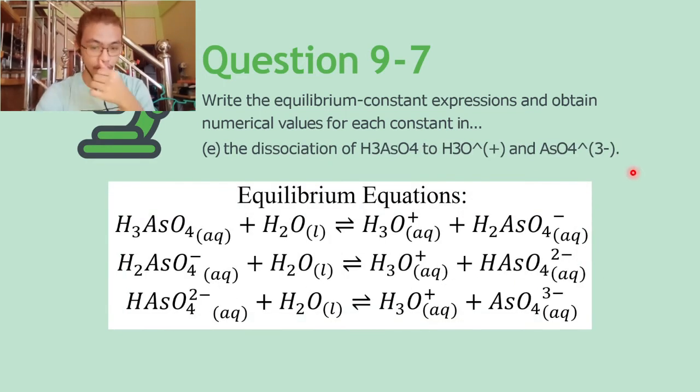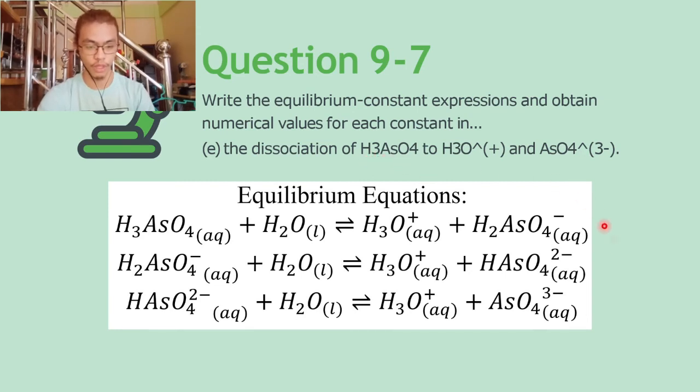For the next item, we have the dissociation of arsenic acid to hydronium ions and arsenate ions. It was not indicated if it is acidic or basic. However, we have hydronium ions in the product, which indicates that this is an acidic dissociation. Since arsenic acid is a polyprotic acid, which means that it can dissociate more than one time, we have multiple equilibrium equations.